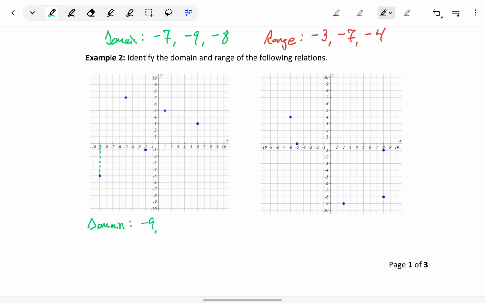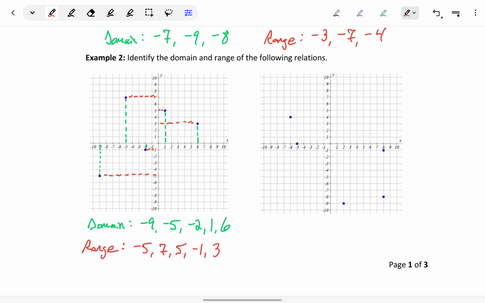So this would be -9, -5, -2, 1, and 6. And then the range for this first relation would be looking at the y coordinates. So we have -5, 7, 5, -1, and 3.